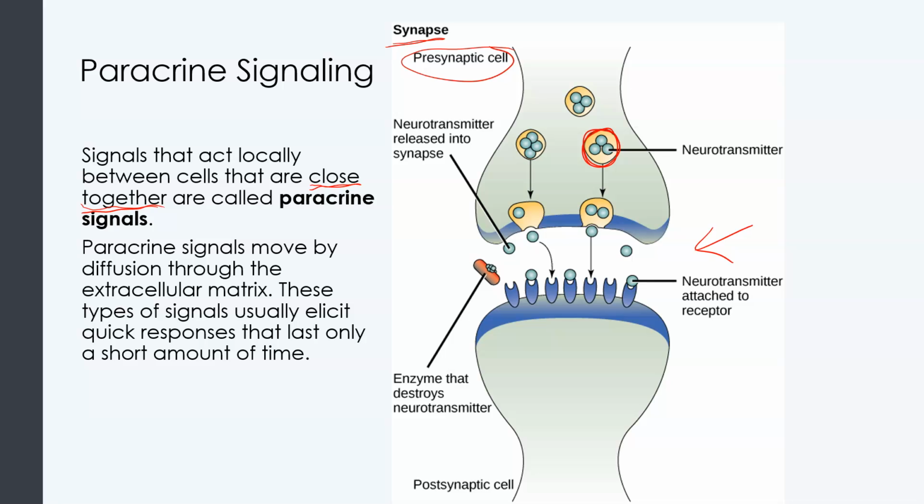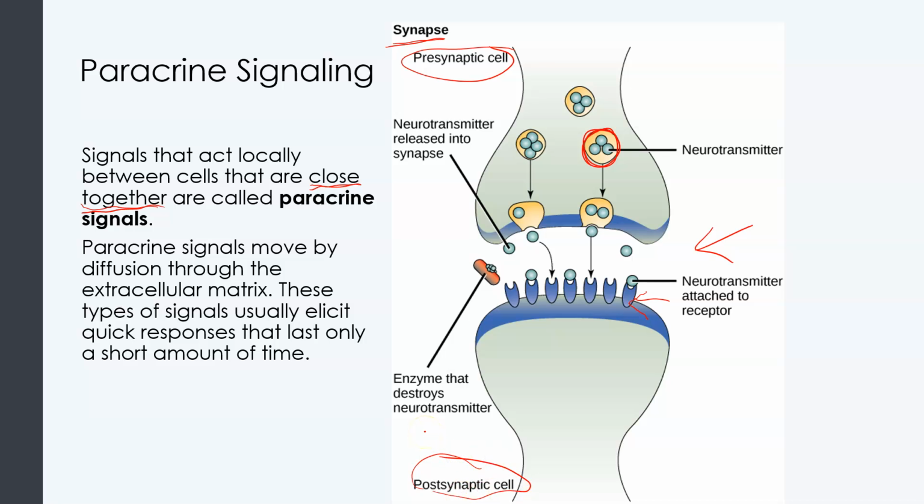There's many different types. There's acetylcholine, there's norepinephrine, there's serotonin, dopamine, GABA. There are just many different types. But basically, the neurotransmitter is the ligand, and it is released into the space between the two cells and attaches to the receptor, which is right here on the postsynaptic cell.